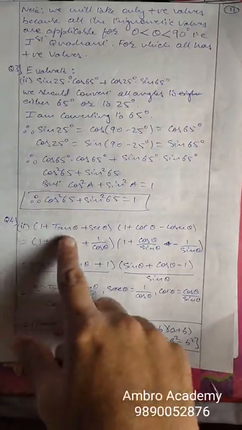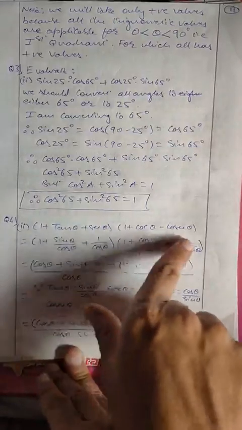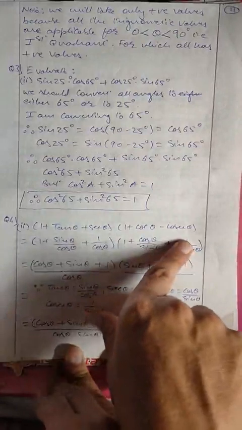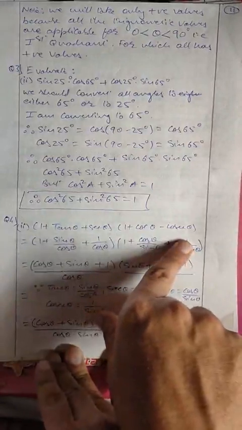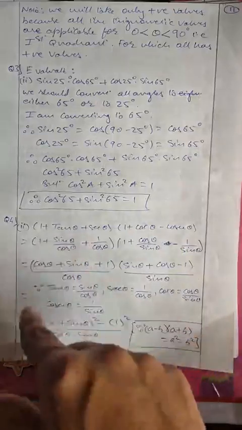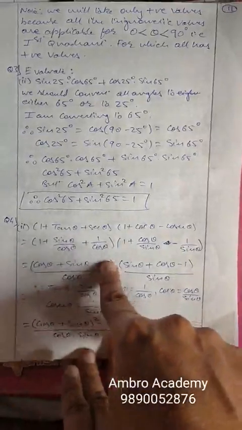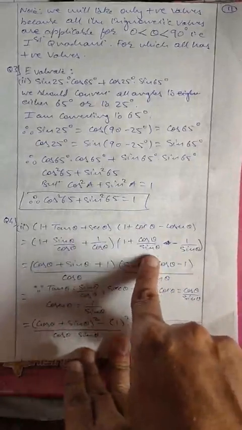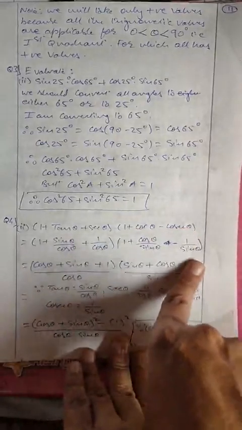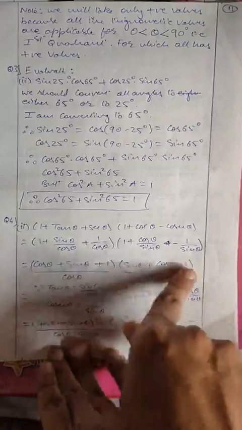So what I have done, instead of tan A, sec A, cot A and cosec A, I have put the basic trigonometric values, that is sin, cos. So instead of tan A, I have put sin A upon cos A, sec A 1 upon cos A. In the same way, cot A, cos A upon sin A and cosec A 1 upon sin A. Then I have taken the common denominator.